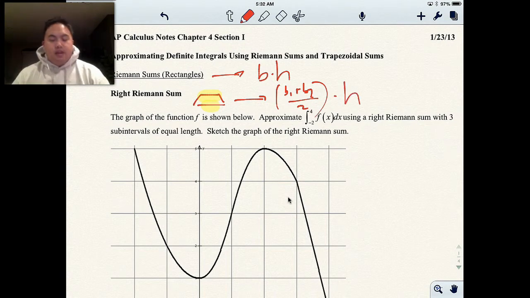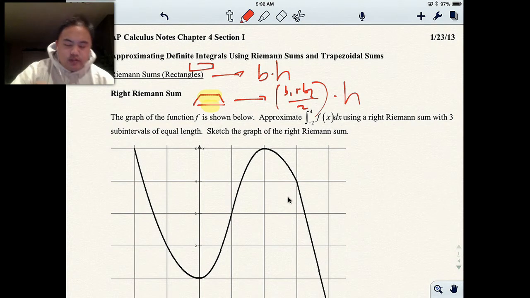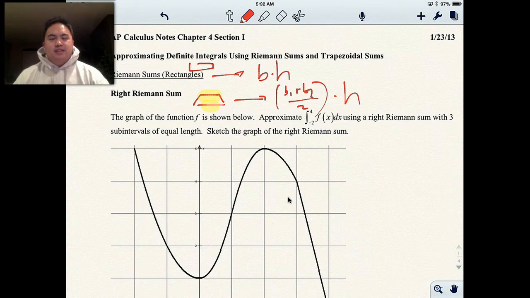So you can see rectangle and trapezoid have the same formula, except one has different sided bases, so that's why I say the average of the bases times height. You can even use the same formula for a rectangle, except the average of the bases will be the same thing for both. So let's first look at what it says here, the right Riemann sum.